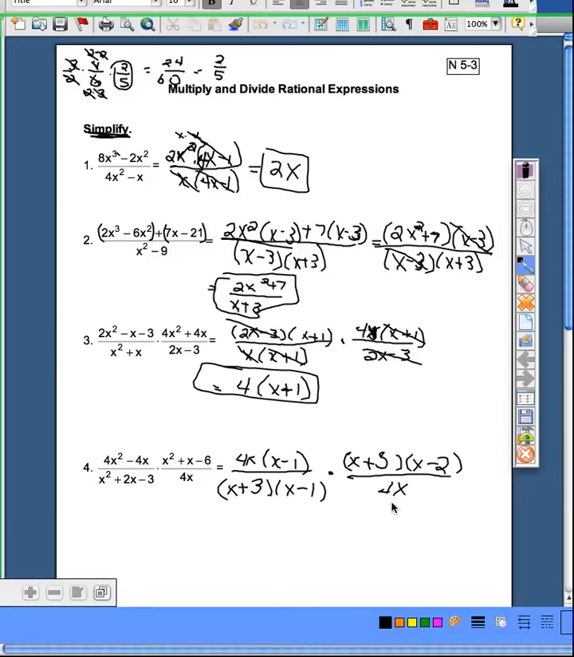All right, so what can we cancel? We can cancel this x plus 3, this x minus 1, and 4 times the 4 and the x kind of are separate, but 4x over 4x would be 1. And so all we're left with that's not canceled out is x minus 2, and that's my answer.